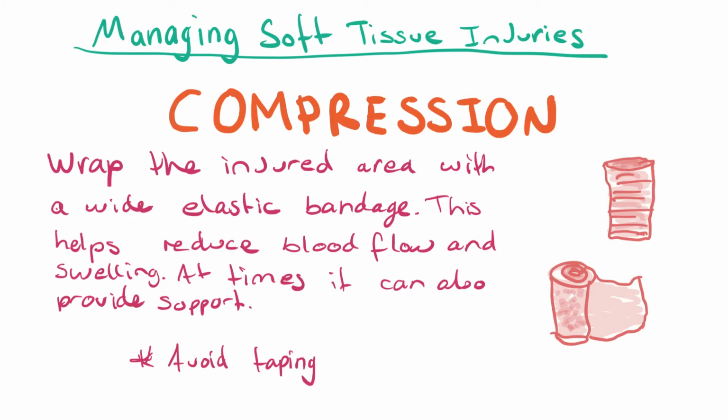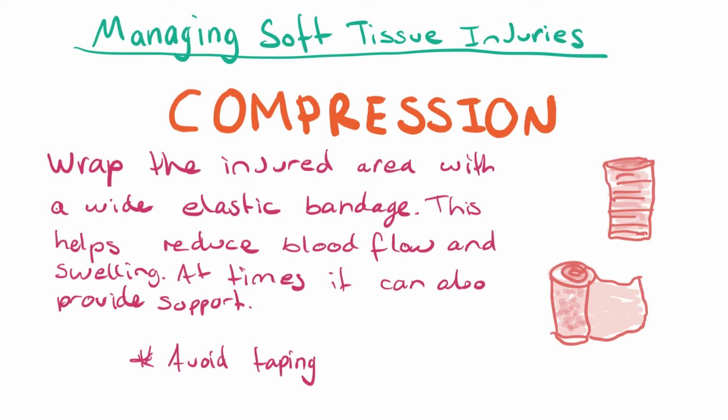The next stage of the management is compression. Now you can compress the body in different ways, but when you've got an injury, you want to wrap the injured area with a wide elastic bandage. Sometimes they have a compression sock which you can put on, a nurse might give you that, or you use a compression bandage. It's important to make sure that it's wide to allow for the swelling to occur. Applying compression again helps reduce blood flow and swelling, and at times can also provide some support to the body if there's some serious damage, say some tearing to muscles.